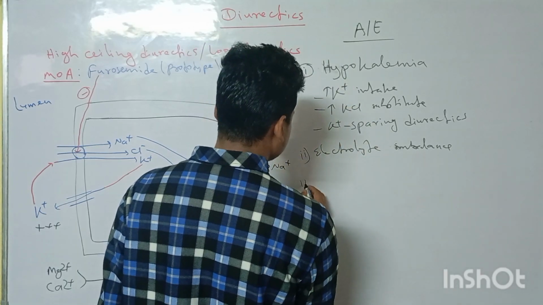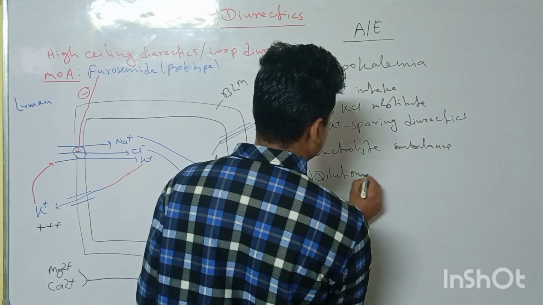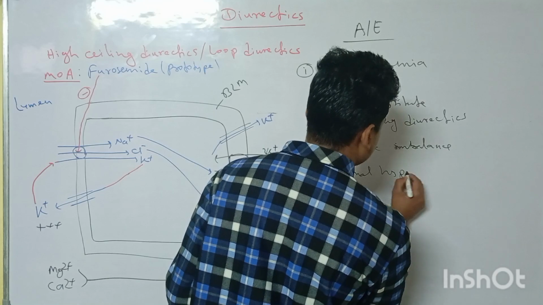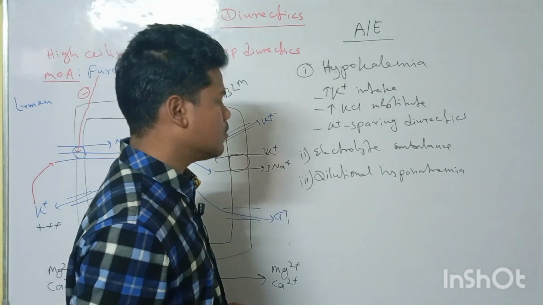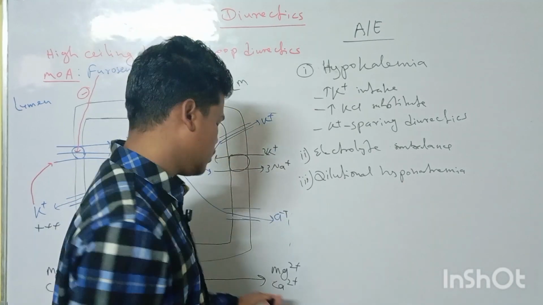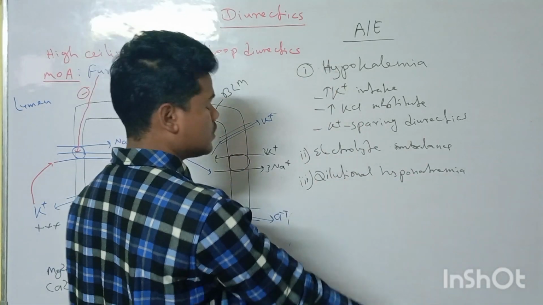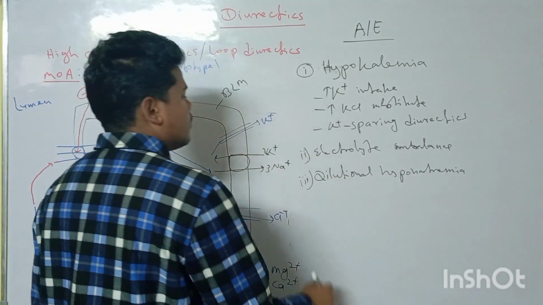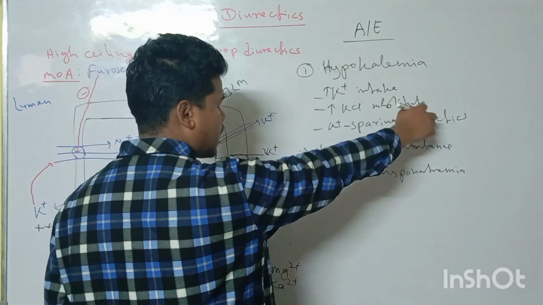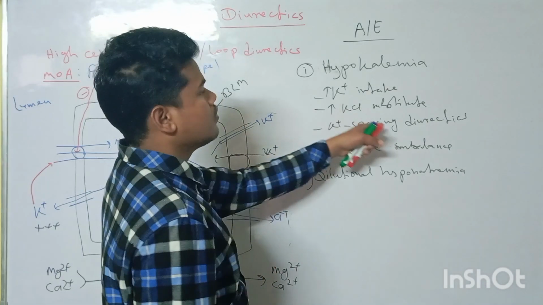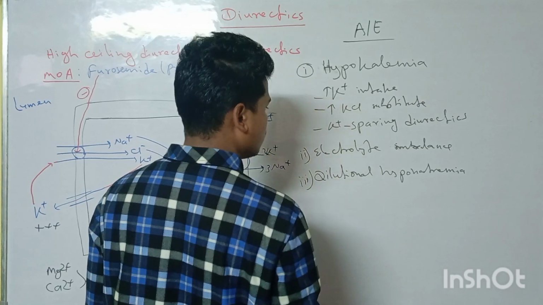Next will be dilutional hyponatremia. Hyponatremia means deficiency of natrium, that is sodium. This will be dilutional only, because I mentioned and will be mentioning in detail later, that some of the sodium will be transported by other mechanisms in the distal tubule and some other parts of the nephron.